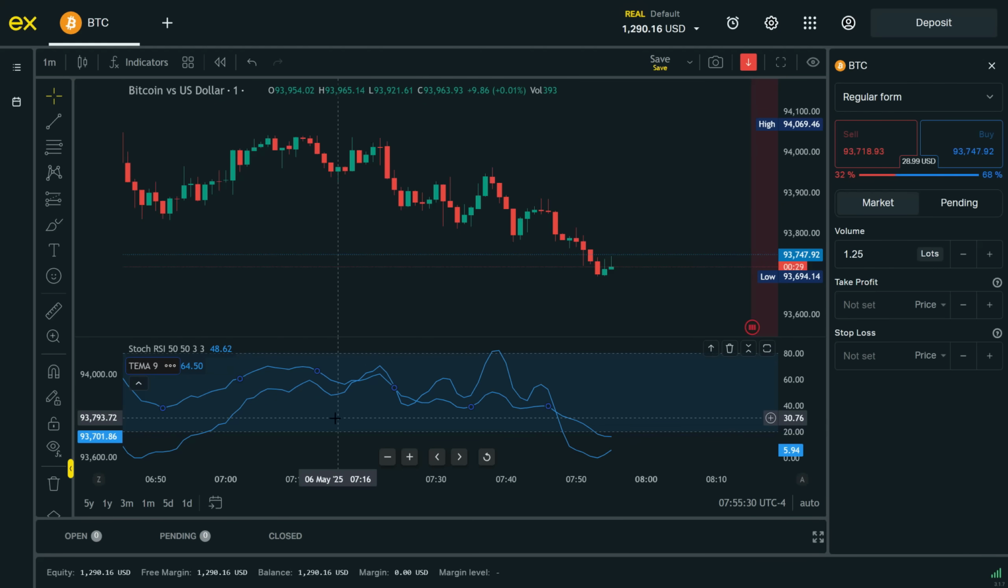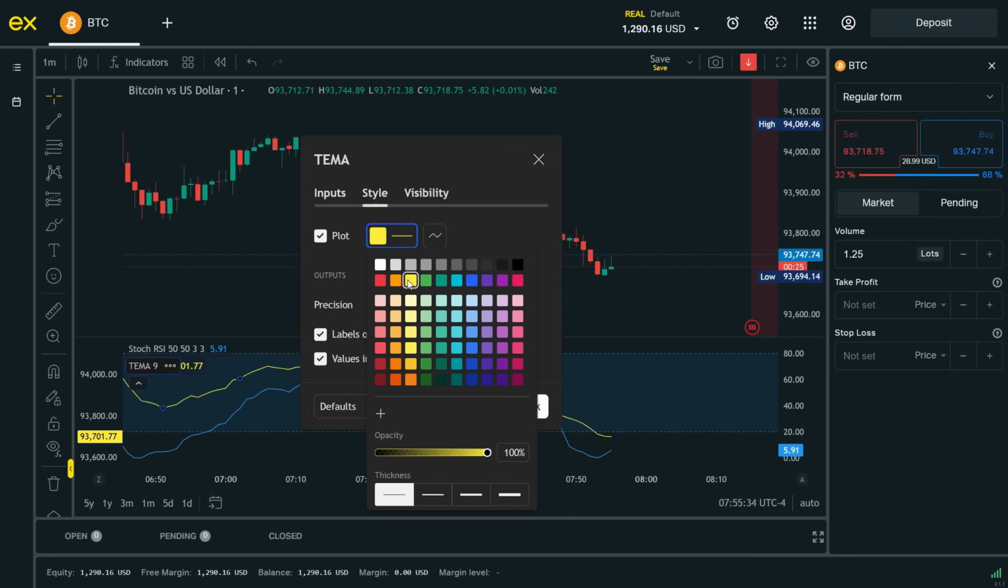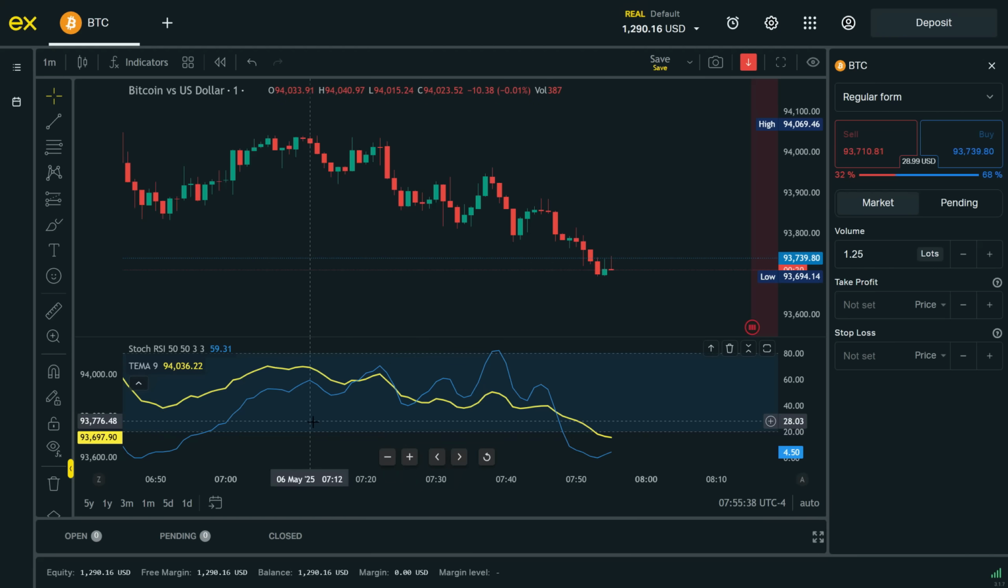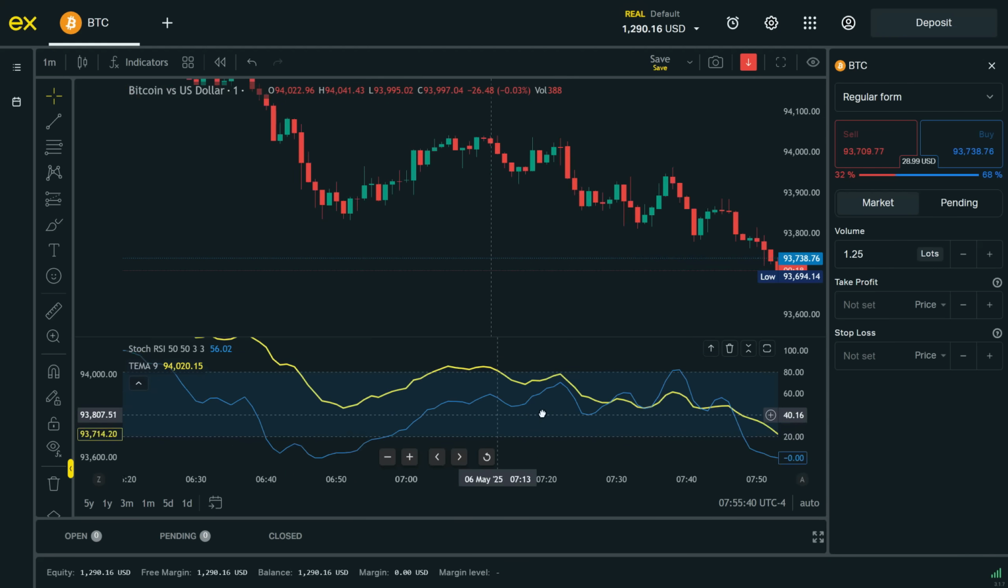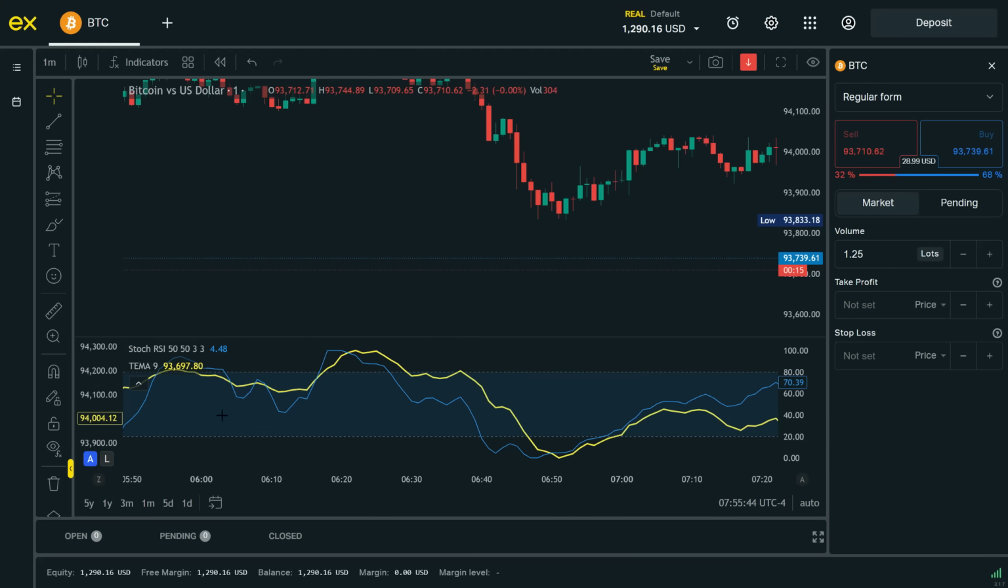Next, open the settings for the TEMA. Change the color to yellow so it stands out clearly against the blue stochastic RSI line. Make sure the length is set to 9. That's the value we'll be using. No need to change it. And one final step to make your chart neat and readable. Enable the auto option, usually at the bottom right of the panel or in the settings, which automatically adjusts the view to fit your data perfectly on the screen.